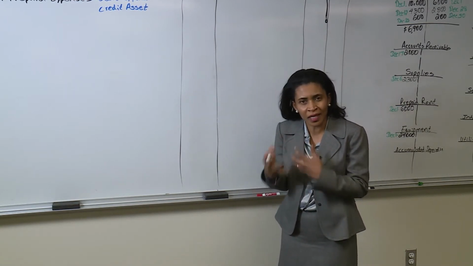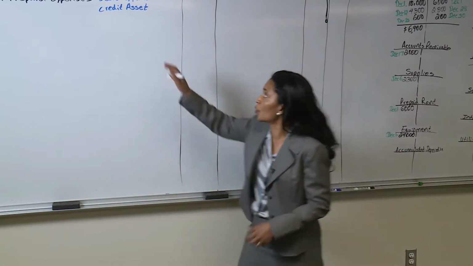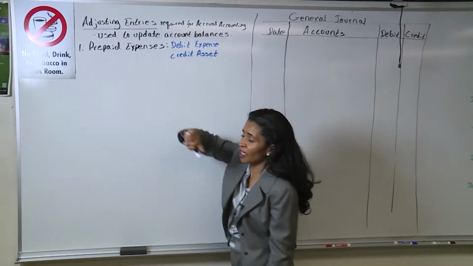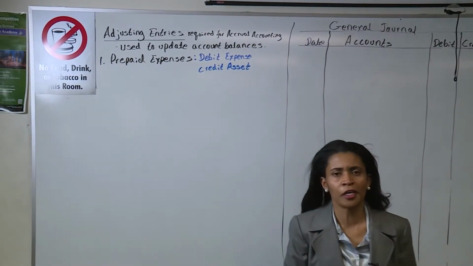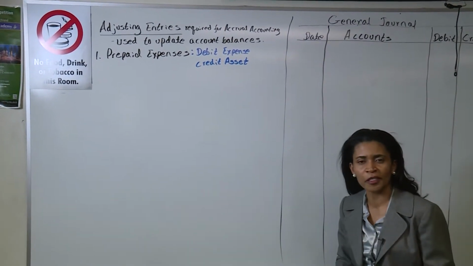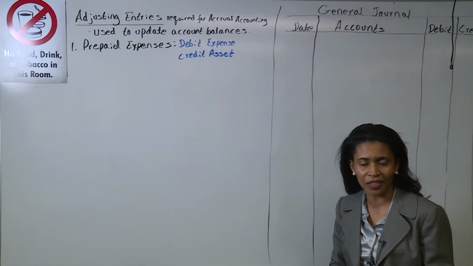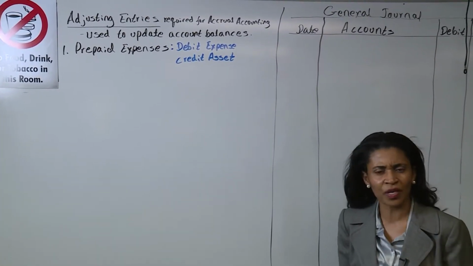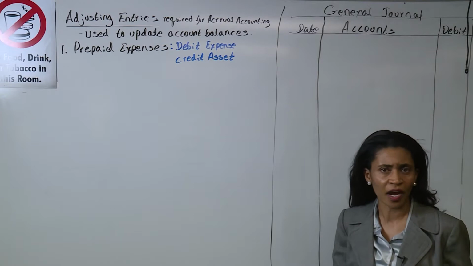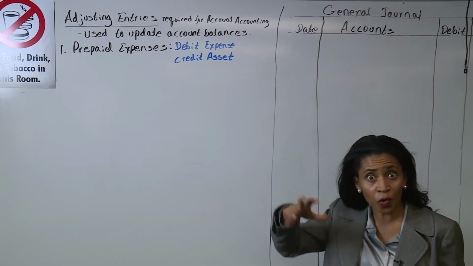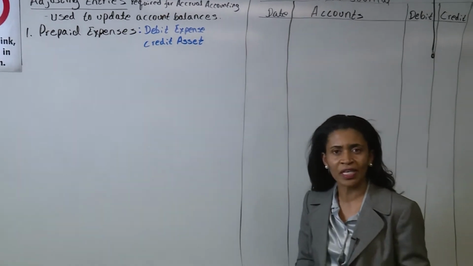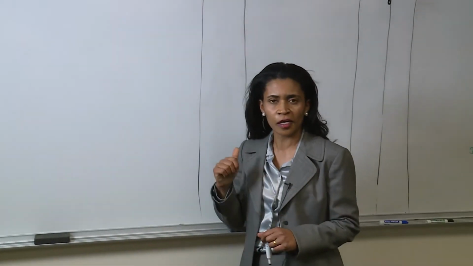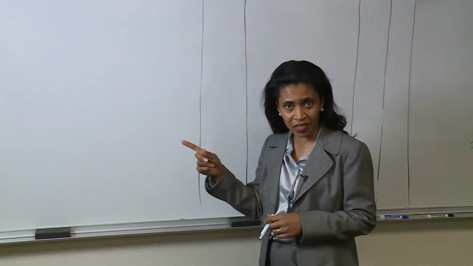So it is a required part of accrual accounting. Adjusting entries are part of accrual accounting. We can't survive without adjusting entries in accrual accounting. Now, what is an adjusting entry and how do we do them? There are 4 different groups. You don't need to worry too much about the grouping, but in general, the first part is the prepaid.